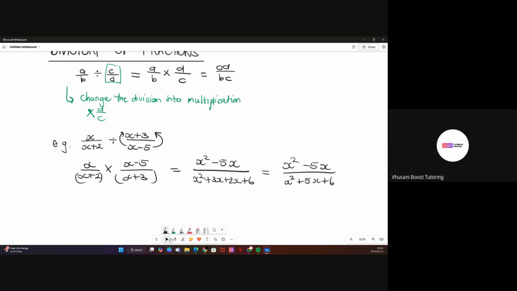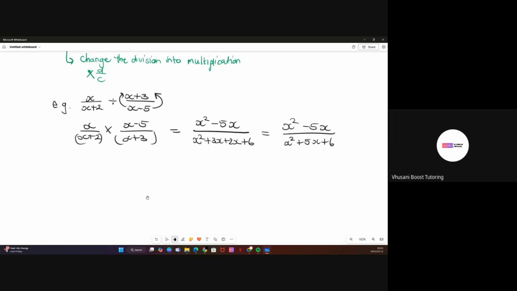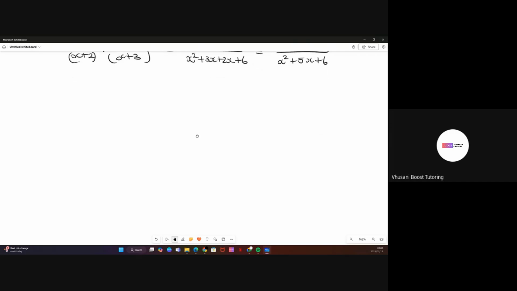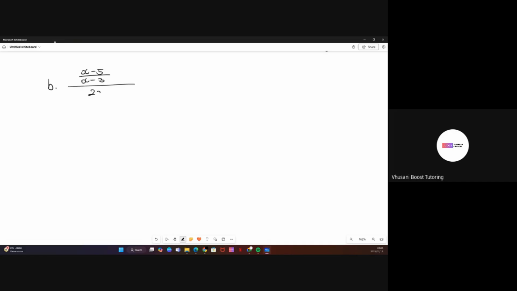So I'm going to do one more example, or one or two, depending on what I see, right? Let's do this example. Okay, so we have x minus 5 over x minus 3, and this is divided by 2x, right?